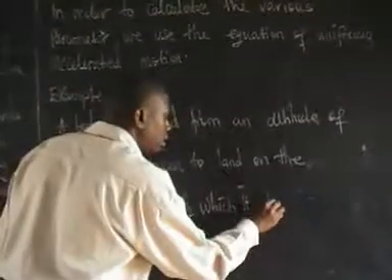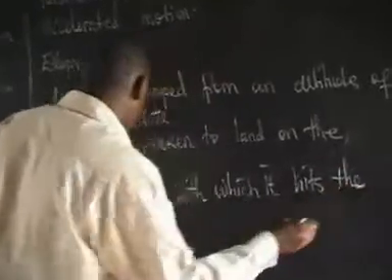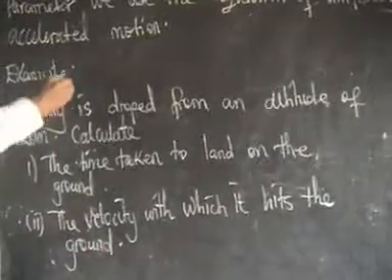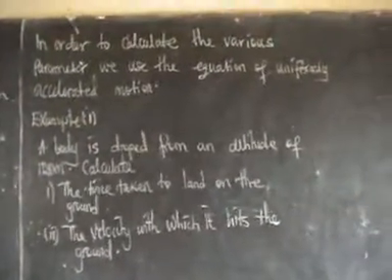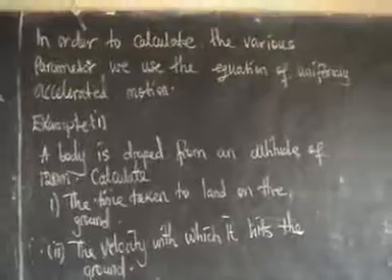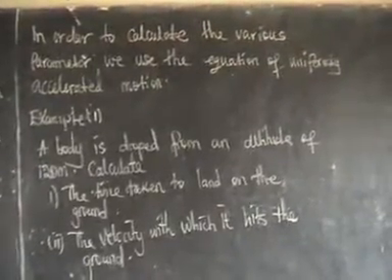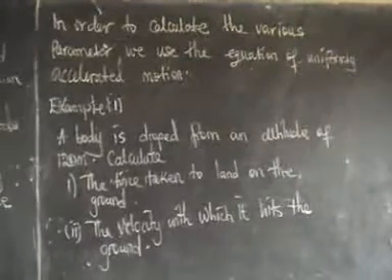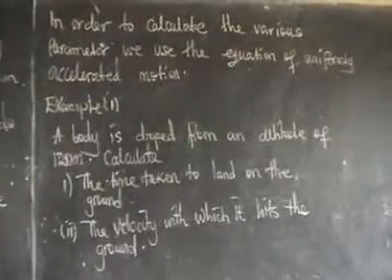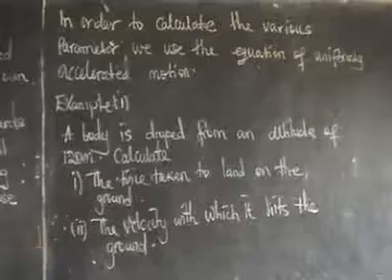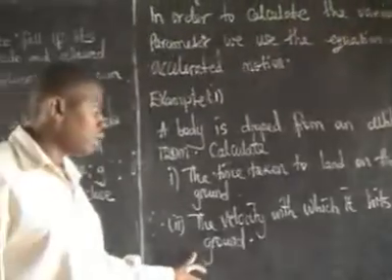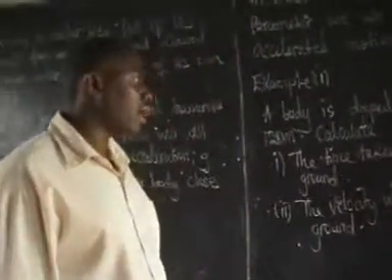So this is going to be our first example. A body is dropped from an altitude. When we talk of an altitude, it's the distance measured from the Earth's surface for a body. So a body is dropped from an altitude of 120 meters. Calculate one, the time taken to land on the ground, and two, the velocity with which it hits the ground.